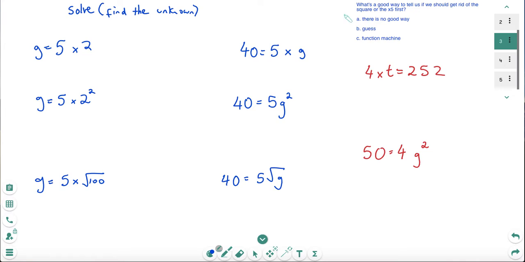So if we're trying to solve for g here, you can ask yourself this question to see what will help. Okay, so for example, I'm doing 4 times t equals 252. I have to find what t is. Well, I noticed that t is being multiplied by 4. So I think, how do I get rid of multiplying by 4? Well, I'm going to divide by 4. And I'll do the same thing to the other side.